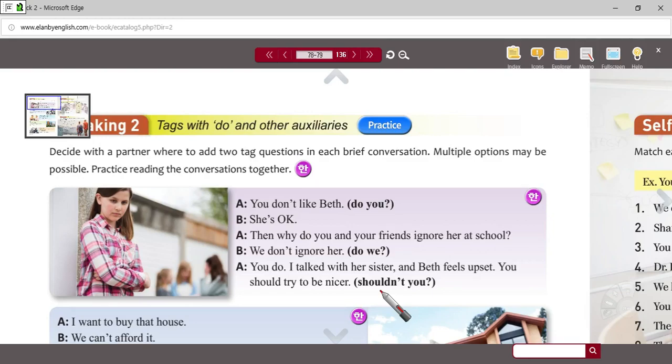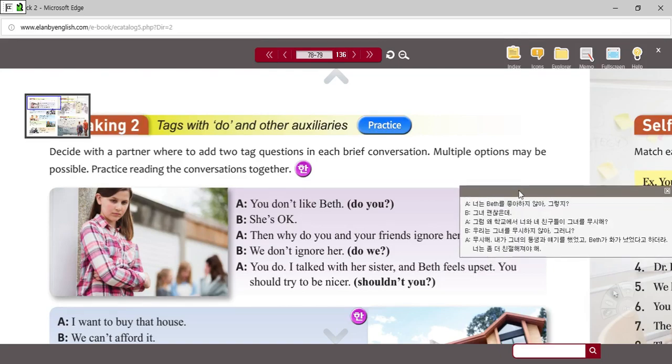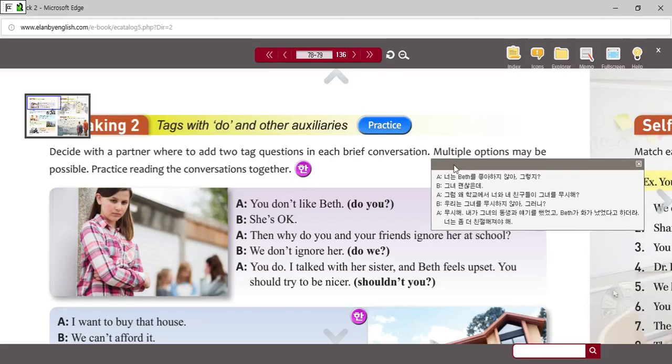Okay. So look at the first one. The conversation is, you don't like Beth. She's okay. And why do you and your friends ignore her at school? We don't ignore her. You do. I talked with her sister and Beth feels upset. You should try to be nicer. Okay, so there's many different ways to try that.